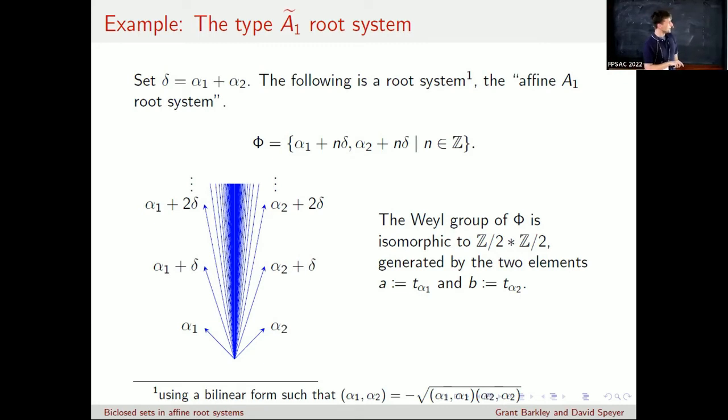Okay. And so what's the Weyl group of this root system? The Weyl group is actually isomorphic to the free product of Z mod 2 with Z mod 2. And so this copy of Z mod 2 is generated by an element I'll call A, and that copy is generated by an element I'll call B. And these two elements are actually just the simple generators. So A is the reflection over this root, and then B is reflection over that root.